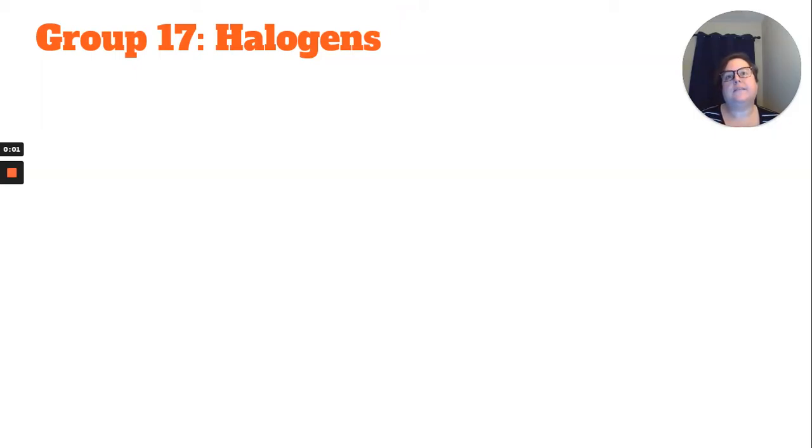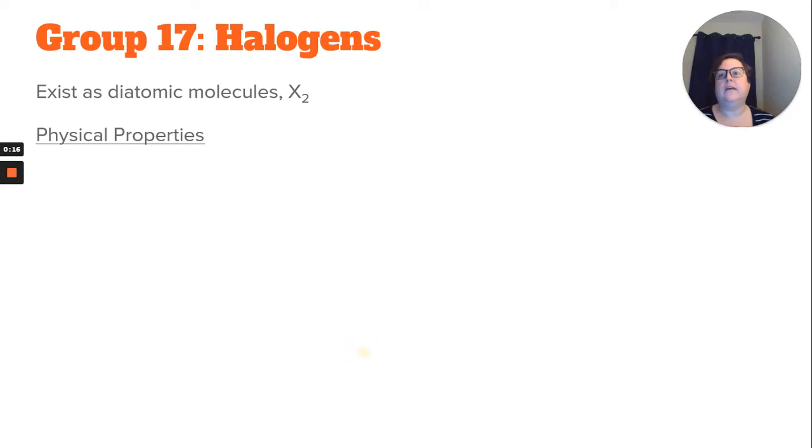Right, so now we're going to look at some chemical properties of our halogens, which are group 17. So halogens exist as a diatomic. So you have F2, Cl2, Br2, and I2. They're 4 of our 7 diatomics.